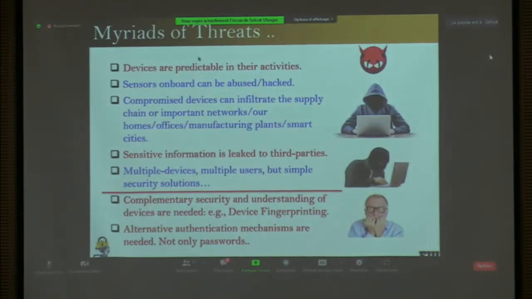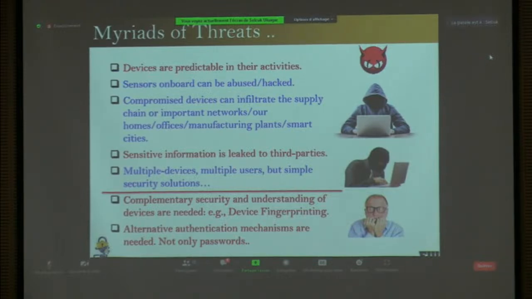So what we observed here is that, overall, when we look at it, devices are predictable in their activities, and sensors on board can be easily abused and hacked. And in fact, when you look at the software and hardware of these emerging devices, they are not really cognizant of the threats that would be coming from the sensors themselves. There may be so many compromised devices.